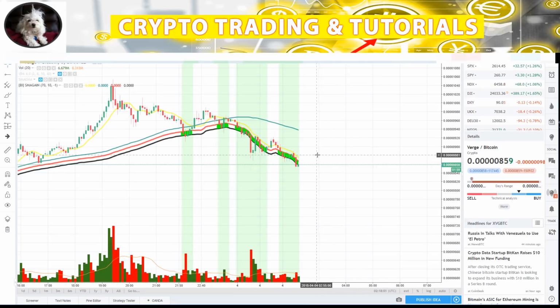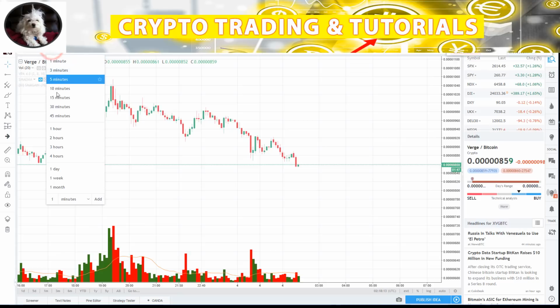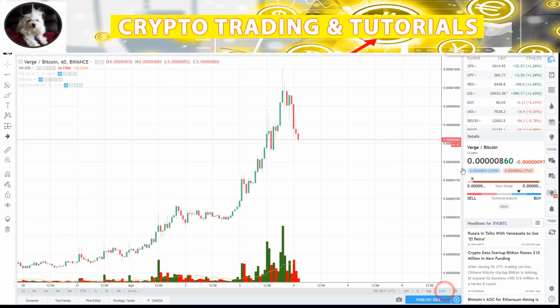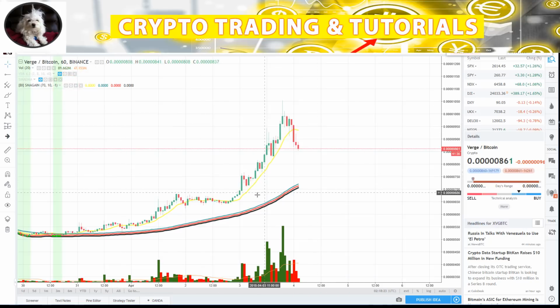Okay, so what does this indicator do? Let me turn it off and back on real quick. We're looking at Verge, Bitcoin, and 5-minute candles. Let's change this to 1-hour candles. There's been a little bit of a sell-off there. And what we'll do is turn this on, and you'll notice a couple things. First up, there's this yellow line here, and then there are these 3 lines that really create a channel, okay?